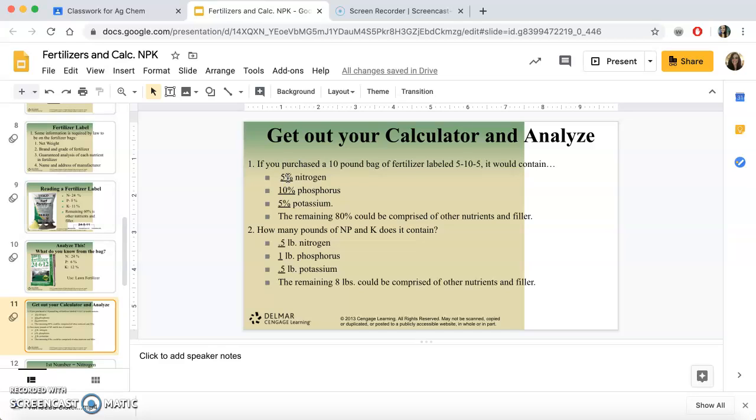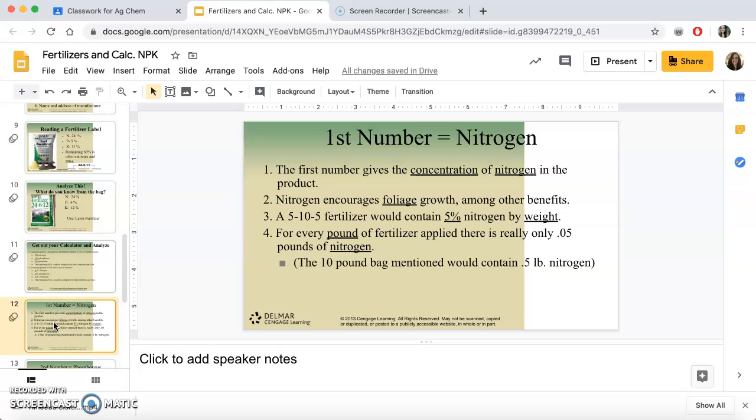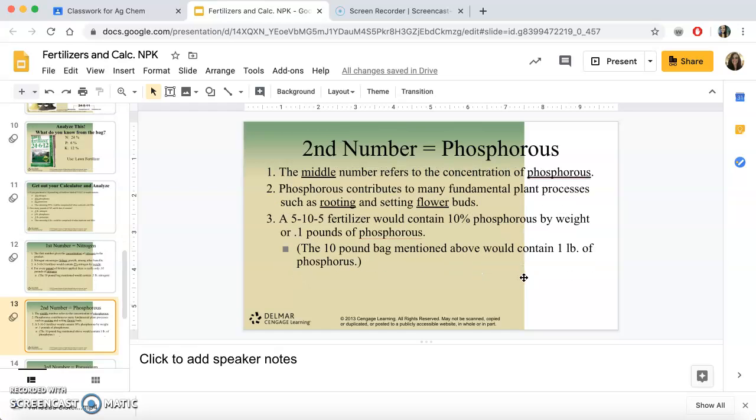So you're going to take this percentage, multiply it by the pounds, and that's how you're going to get the poundage, or the percentage by weight. So let's practice a bit more. The first number is going to give us the concentration of nitrogen. Nitrogen, as you saw in your essential nutrients activity, encourages foliage growth and provides a lot of other benefits. So a 5-10-5 fertilizer will contain 5% nitrogen by weight, and for every pound of fertilizer, there's only half a pound of nitrogen. So again, the 10-pound bag would only contain 0.5.